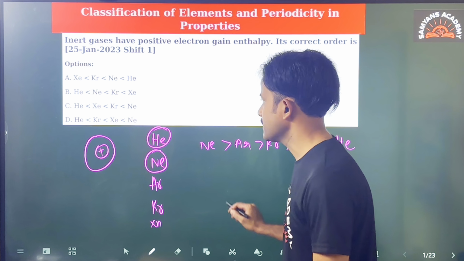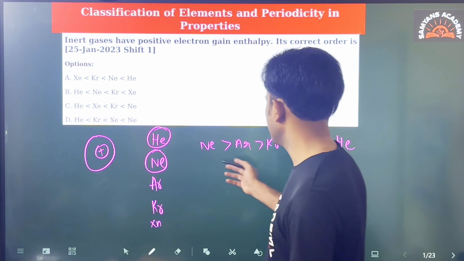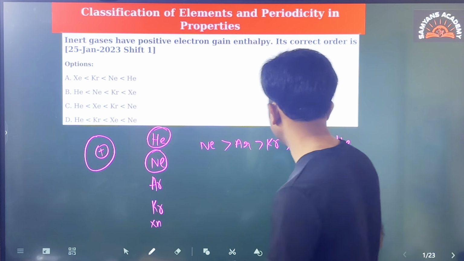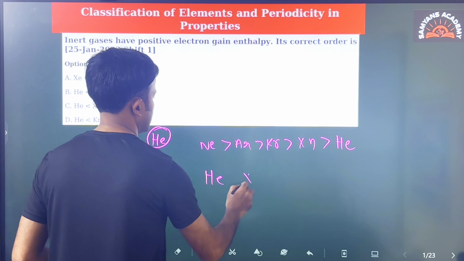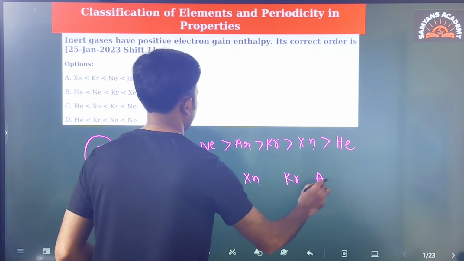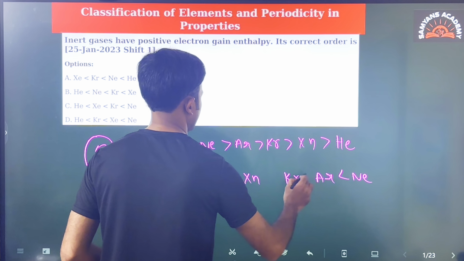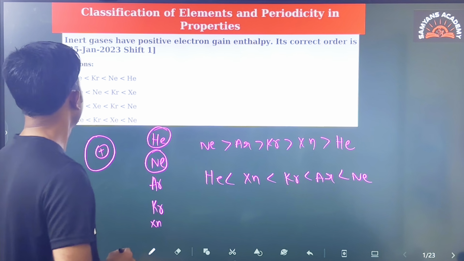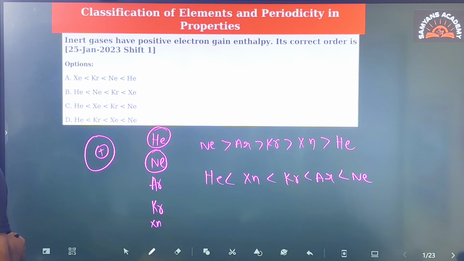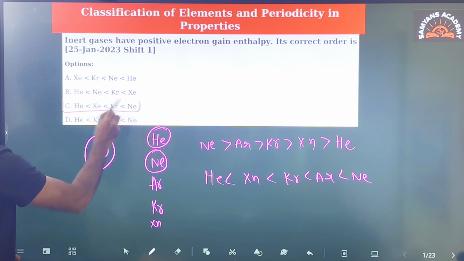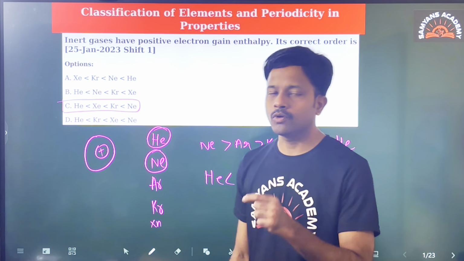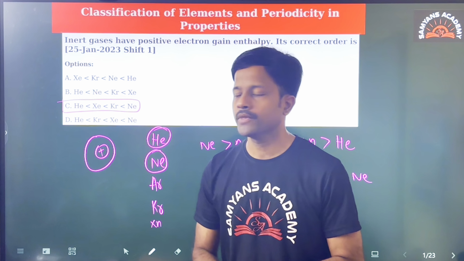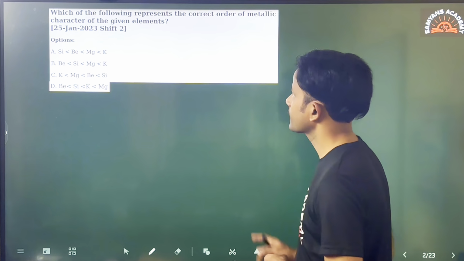So which option is matching here? You have to arrange in increasing order, so you make it reverse like this. Just write in reverse order. Now you put the increasing order symbol. Then which order is matching your answer? Helium, xenon, krypton, neon. Your answer C is matching. And remember, in groups, the second element has more electron affinity compared to all the other elements. Okay, then move on to the next one.